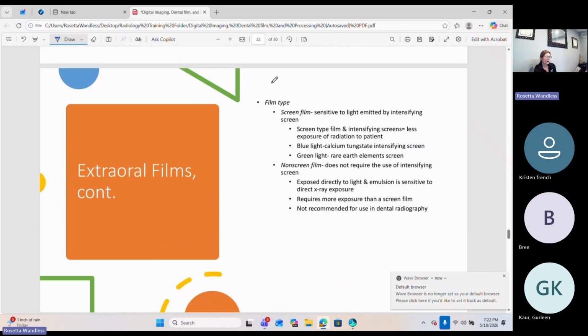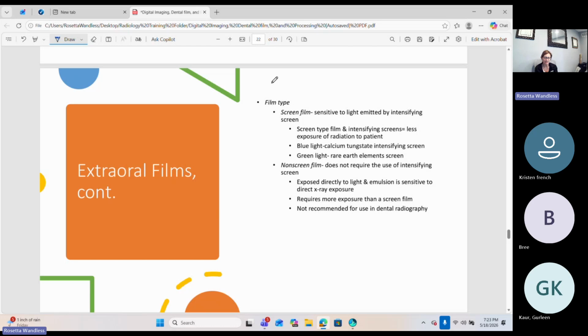Okay. Now, not all panoramic Ceph machines need an intensifying screen, so there's going to be a screen type film that you need an intensifying screen for, and a non-screen type film that you don't need an intensifying screen for. Again, it'll tell us. However, I do want to mention this in case you ever do take the test or hear this, you hear a couple of items. So under screen film, those screens are sensitive to light, right?